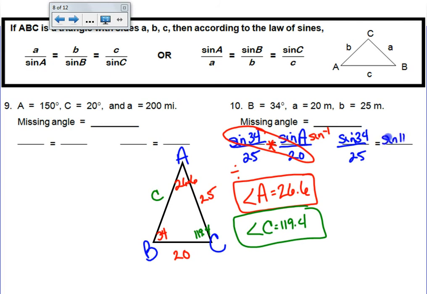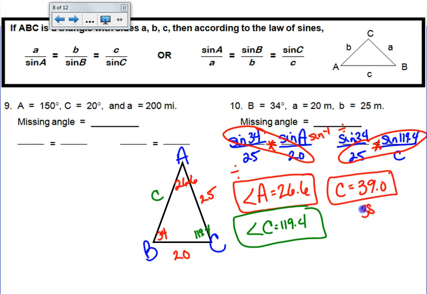So sine of 119.4 over C. Is this going to be a 2-step or a 3-step on your calculator? 2-step. You just multiply these together and divide. Because we're finding a leg. How big is little c? One more time? 39.0? Okay.